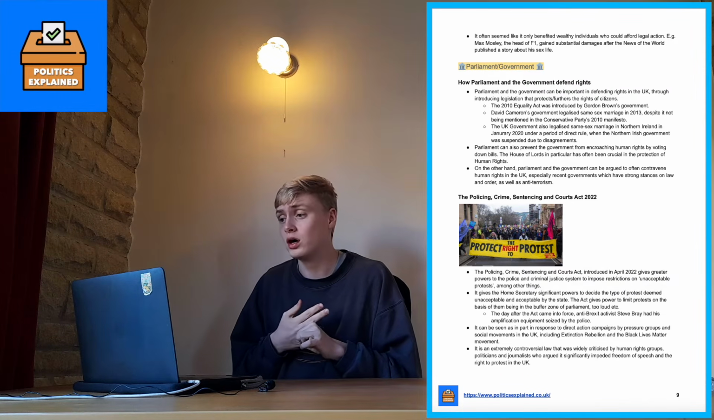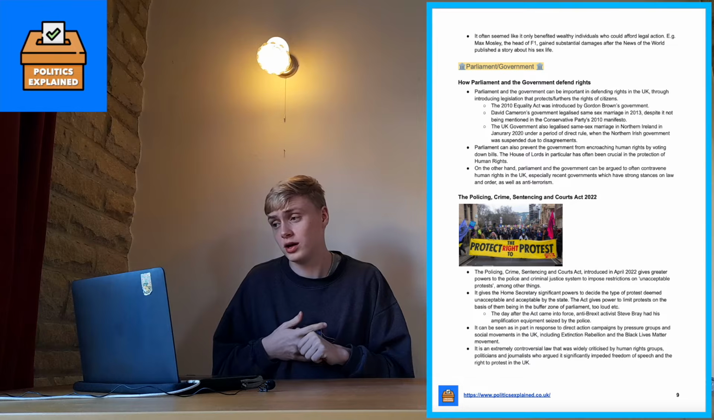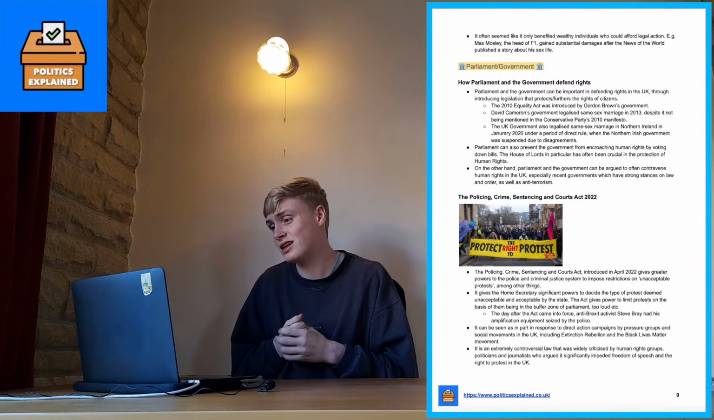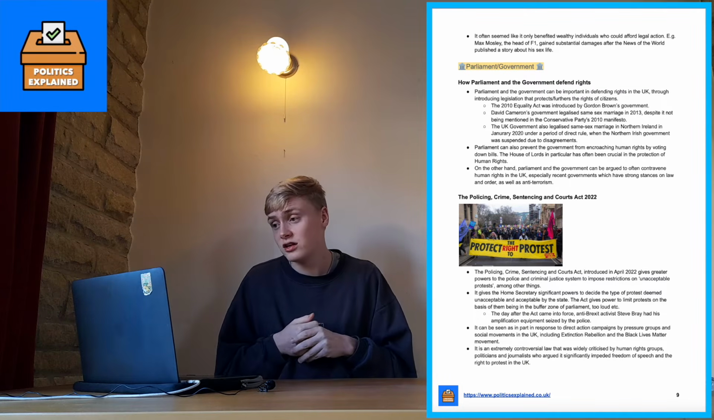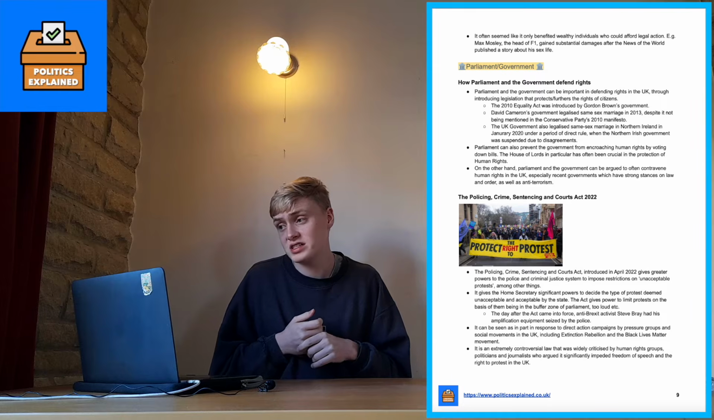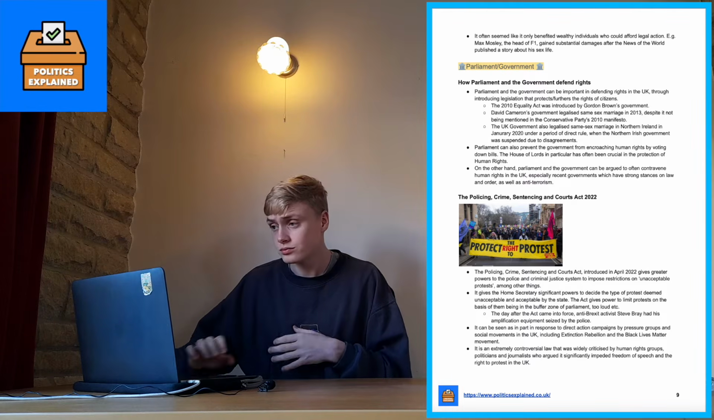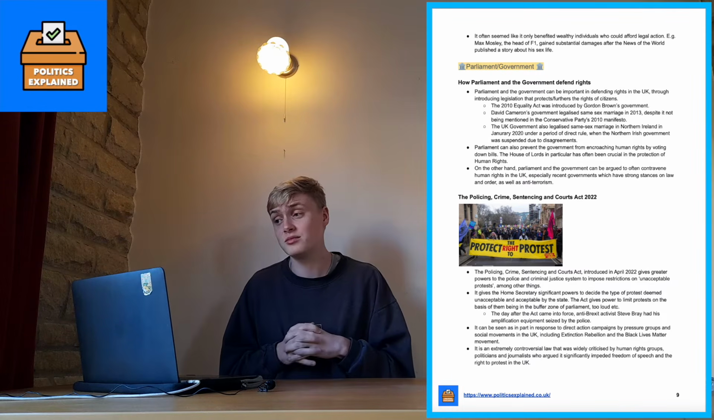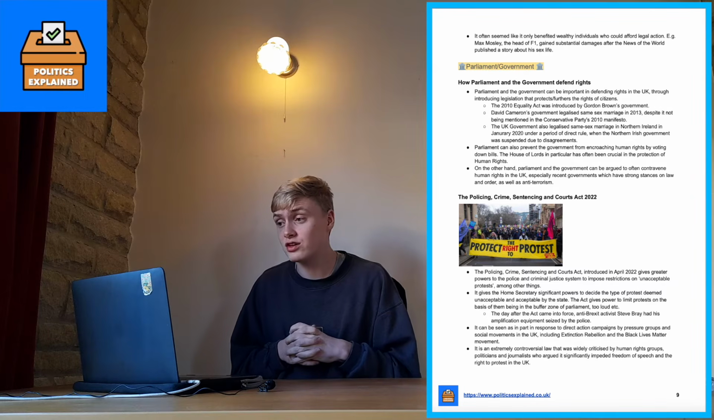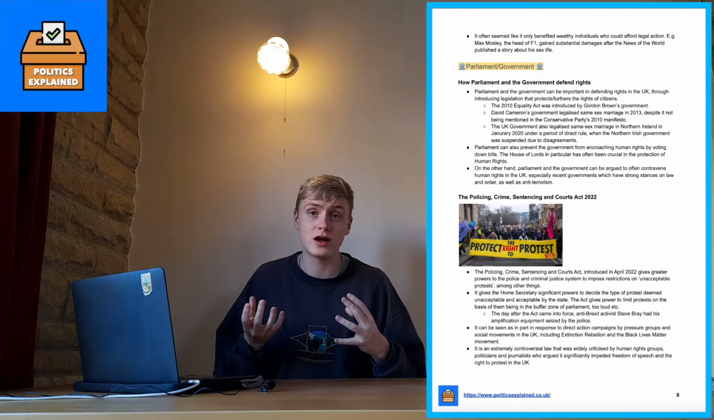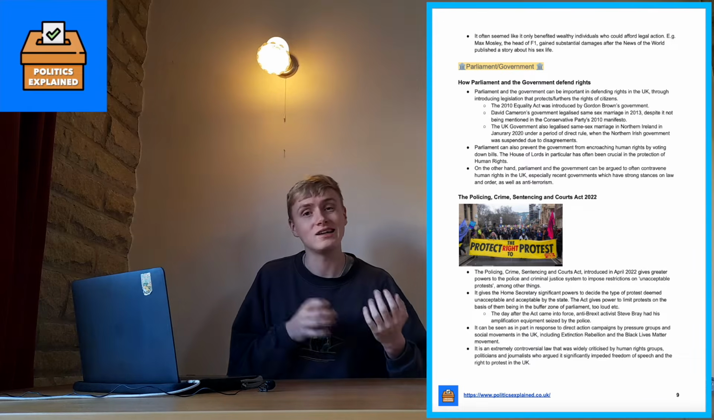So for example, the 2010 Equality Act was introduced by Gordon Brown's government. David Cameron's government legalised same-sex marriage, despite it not being mentioned in the 2010 Conservative Manifesto. The UK government also legalised same-sex marriage in Northern Ireland in January 2020 under a period of direct rule when the Northern Irish Parliament and government wasn't in session.